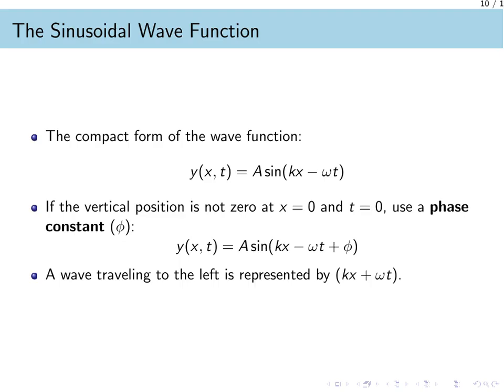The compact form of the wave function is the vertical position y equals the amplitude A times the sine of the quantity angular wave number times position, minus angular frequency times time. If the wave does not start at 0 at the origin, we add a phase constant φ inside the sine function. Note that while a minus sign indicates motion to the right, a plus sign between the position and time terms indicates a wave traveling to the left.